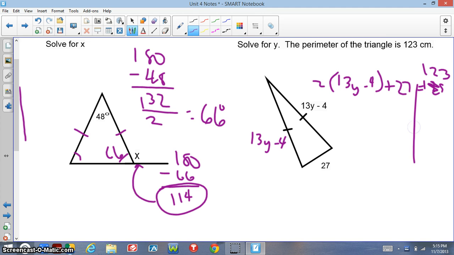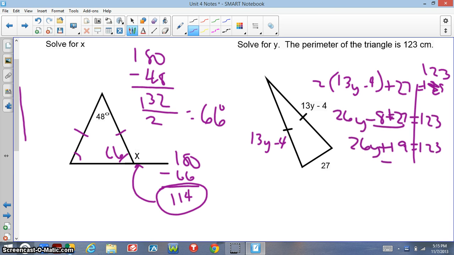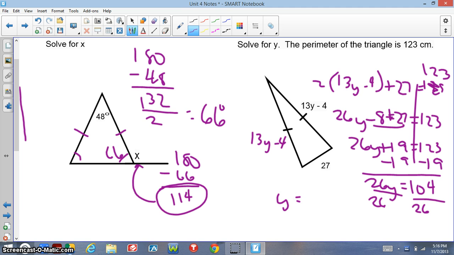Okay, so I just want to solve for y here. So I'll distribute, so that gives me 26y minus 8 plus 27 equals 123. Go ahead and combine my like terms. So I got 26y plus 19 equals 123. Subtract 19 from both sides. So I got 26y equals 104. Divide both sides by 26. So that's going to give us y is equal to 4. And that's it for the notes.